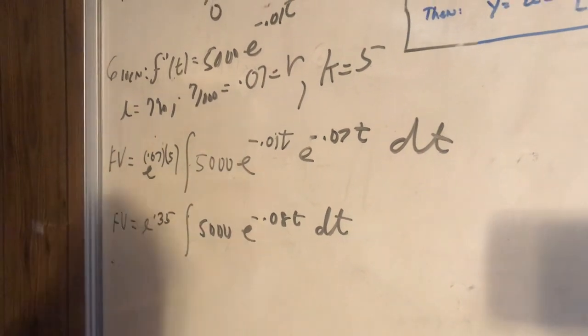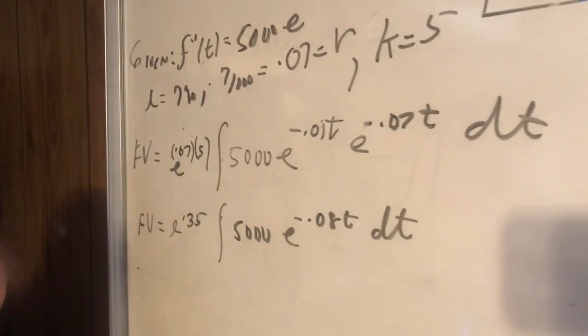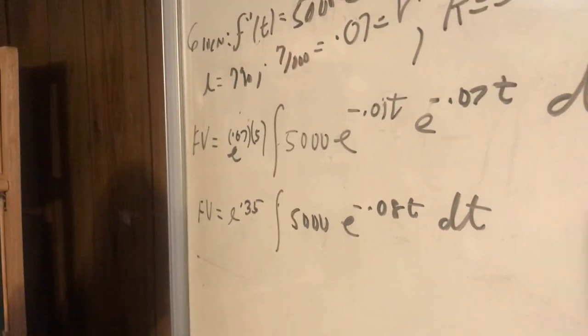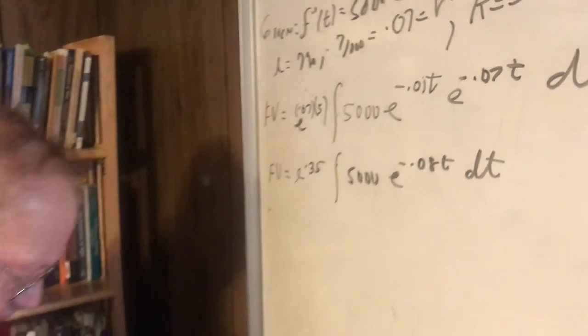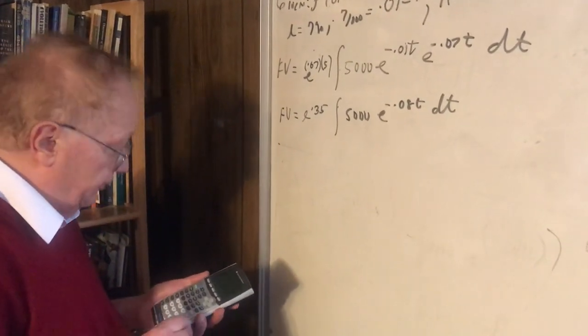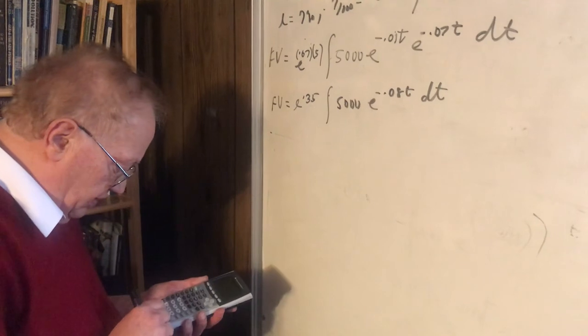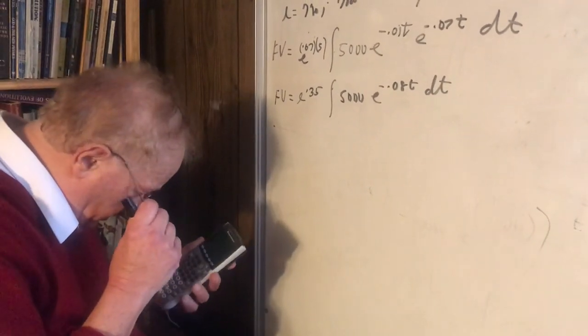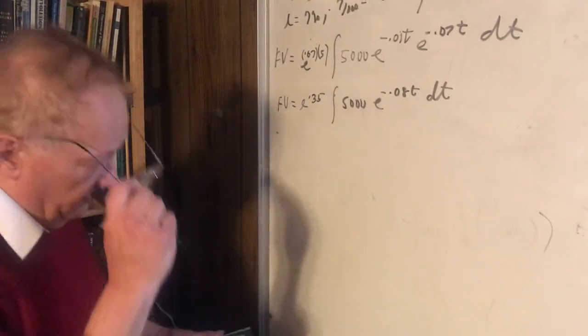This was a new problem. The problem I was going to do today had a very complicated exponential, and you're not going to see that, and it's going to take up too much time. So e raised to the 0.35 is 1.41.